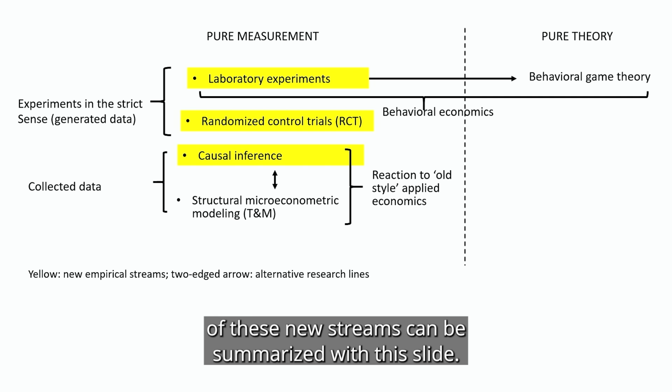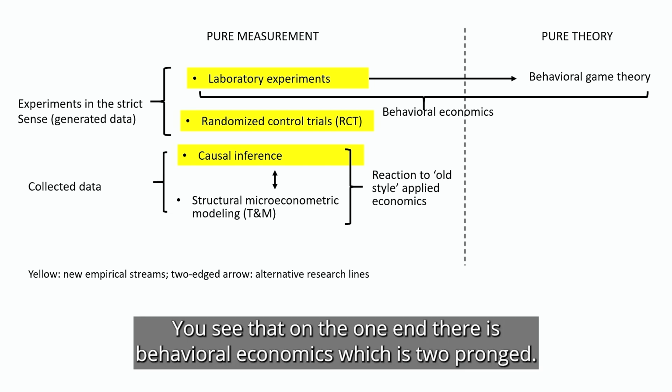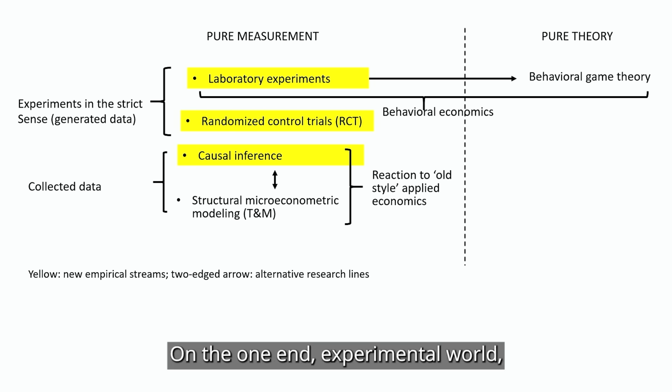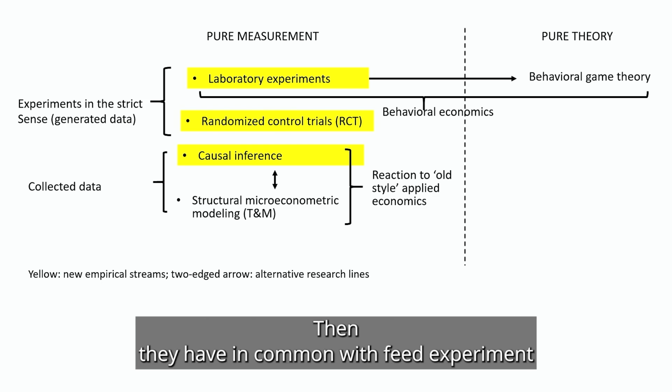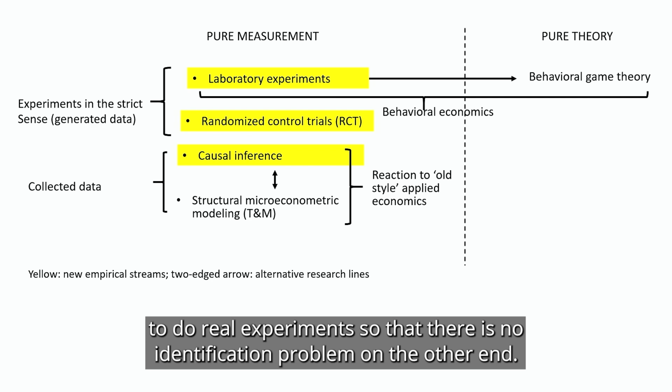So this, again, I take to show that the complicated configuration of these new streams can be summarized with these slides. You see that on the one hand, there is behavioral economics, which is two-pronged. On the one hand, experimental work. On the other hand, game theory, decision theory, which is pure theory. Then they have in common with field experiment to do real experiments so that there is no identification problem.